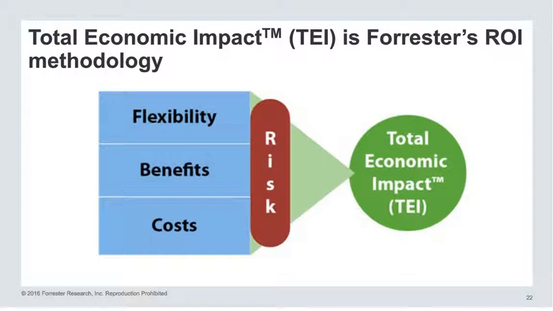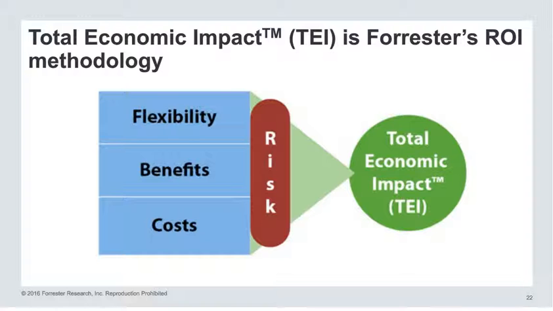So the title of this case study, as you've seen on the previous slide, is The Total Economic Impact of Smartling's Enterprise Translation Management Platform. And I just wanted to briefly clarify the terminology here. When we speak about the total economic impact, or in short, TEI, this refers to Forrester's methodology for return on investment calculations. The basic concept is shown in this graphic, which indicates the different components of the total economic impact.